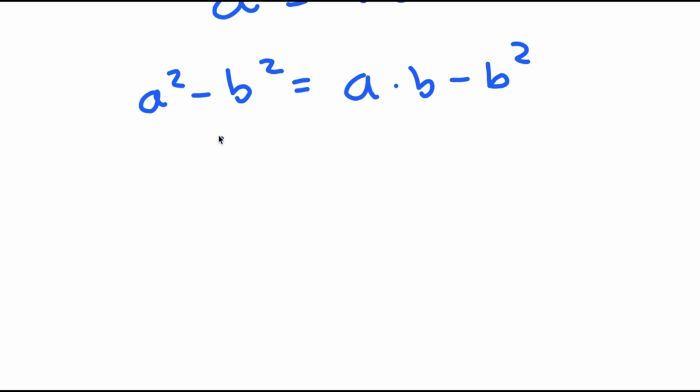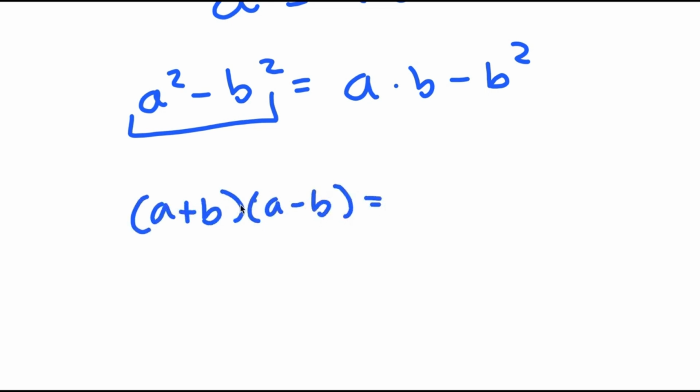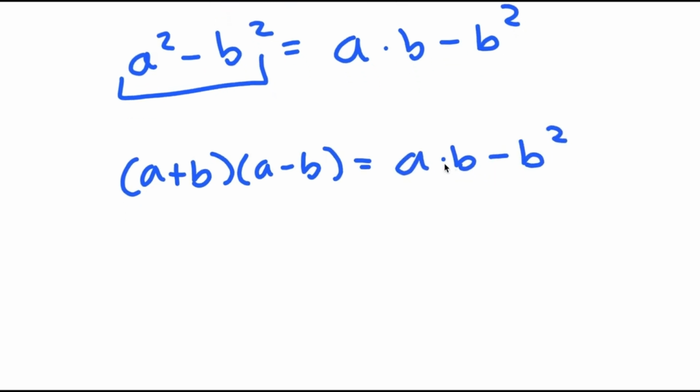And now I'm going to use a property. A squared minus b squared is equal to a plus b times a minus b. And yes, this is a real property if you guys already didn't know. I'm not making up anything here.